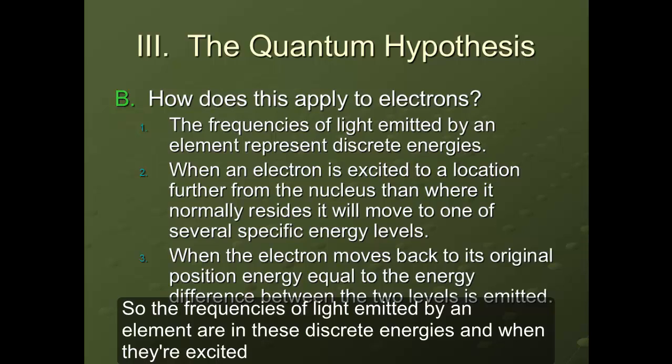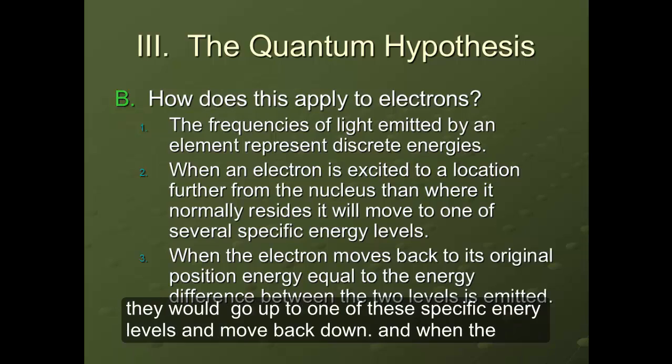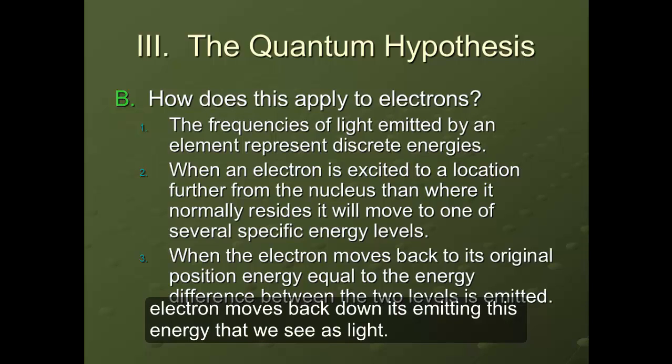So the frequencies of light emitted by an element are in these discrete energies, and when they're excited, they would go to one of these specific energy levels and move back down. And when the electron moves back down, it's emitting this energy that we see as light.